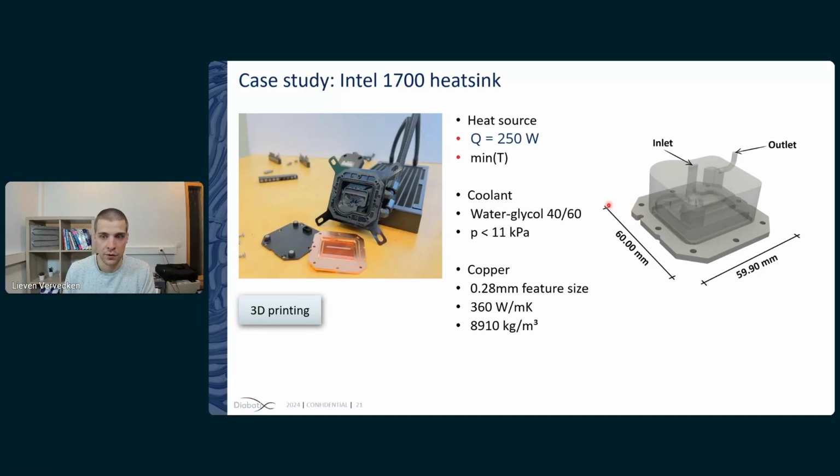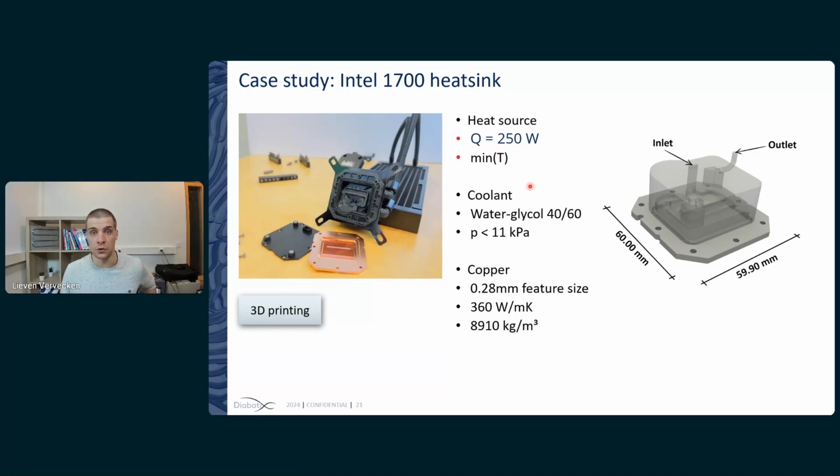This is an overall geometry of 60 by 40 in profile. The inlet is centered here in the middle, and the outlet is offset to a corner. We'll impose a heat source on the bottom, representing our chip, and it produces 250 watts of energy. And of course, we want to optimize the temperature of that heat source. We want to minimize it as much as possible.